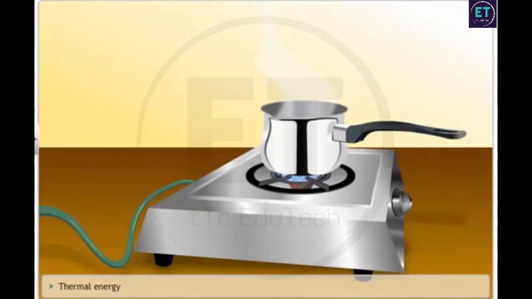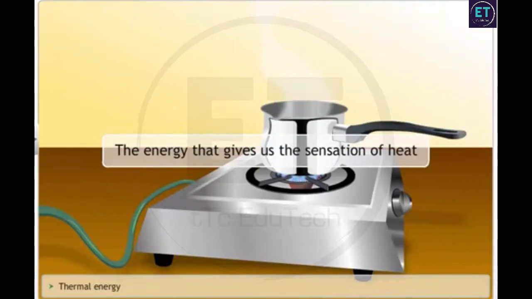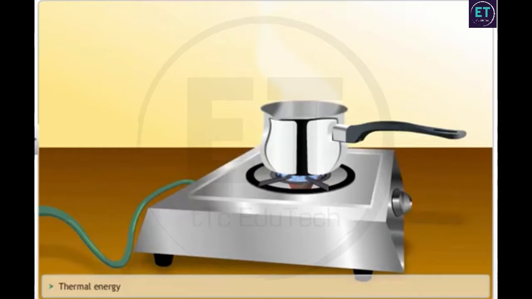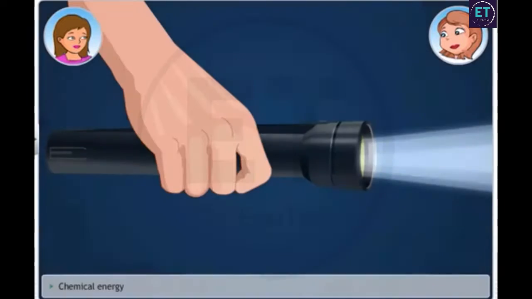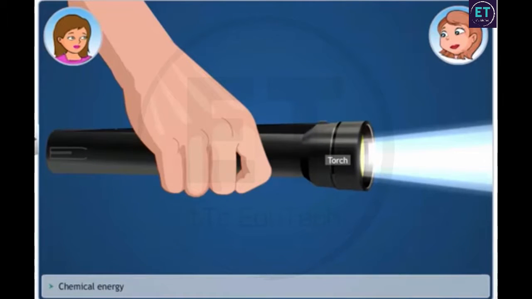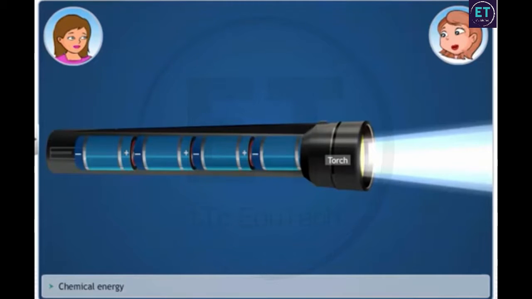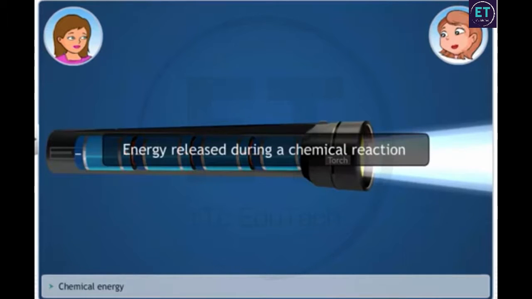Thermal energy, or heat energy, is the energy that gives us the sensation of heat. For instance, heat energy produced from the flames in a gas stove helps cook food. Oh, power cut. Let me find my torch. Another form of energy, light energy. Actually, light energy produced by the torch is a result of the chemical energy stored in the battery. Chemical energy is a part of the energy released during a chemical reaction in the battery.